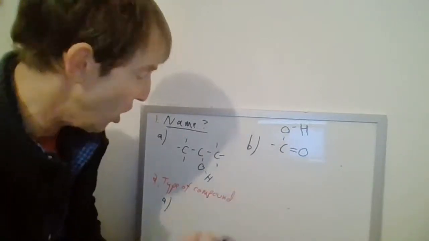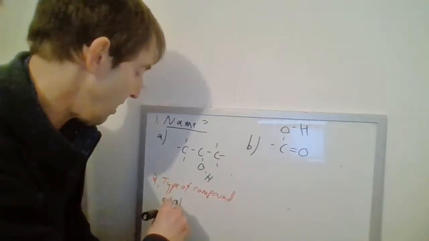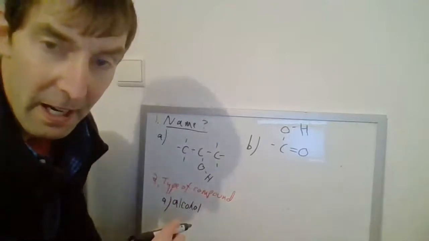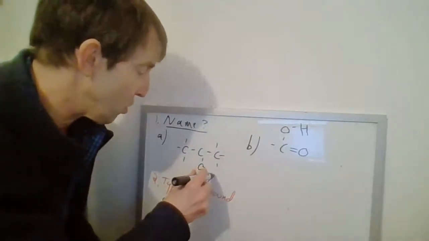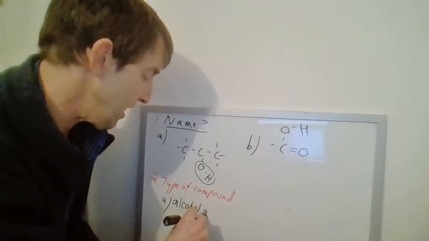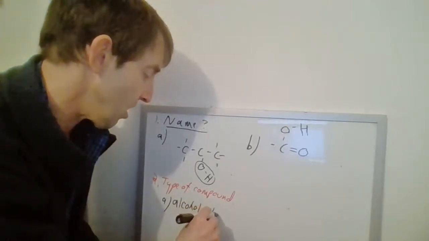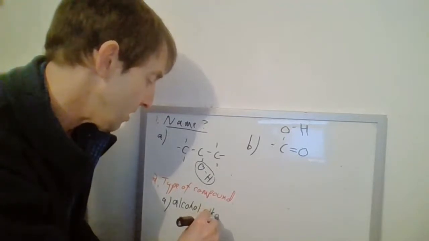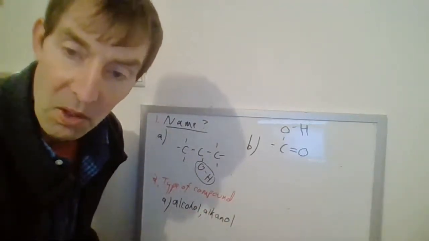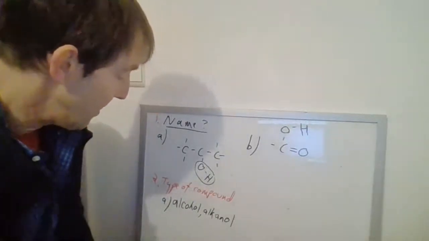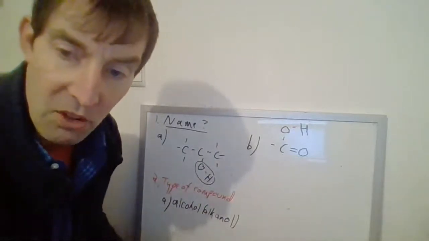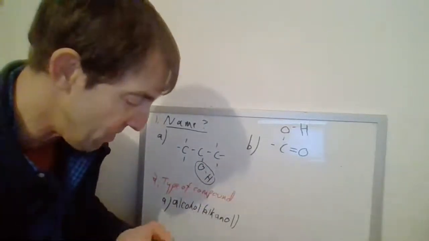It is an alcohol. Alcohol. Why? Because it's got a hydroxyl group on it. If it's got a hydroxyl group, that makes it an alcohol. Or in German, if you like German, it's an alkanol. Alkanol also ends in OL. So either language on a test, I'll take English or German answers, by the way. But you better spell it right, right?